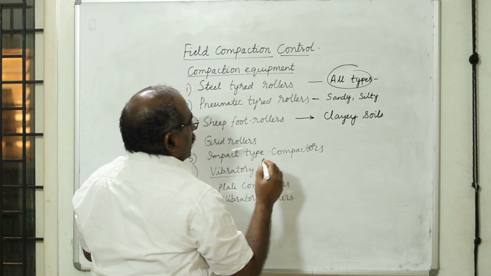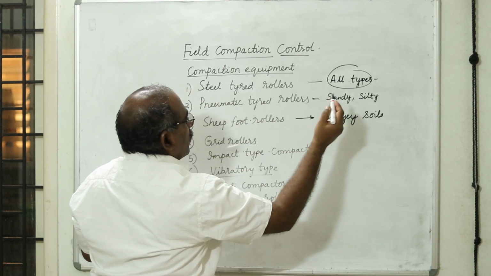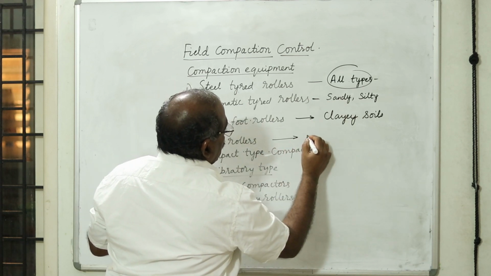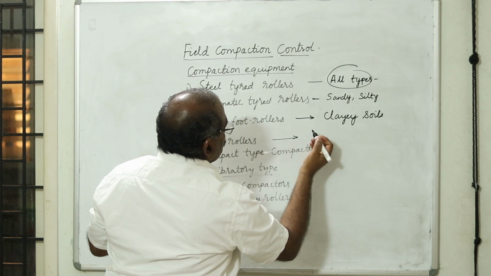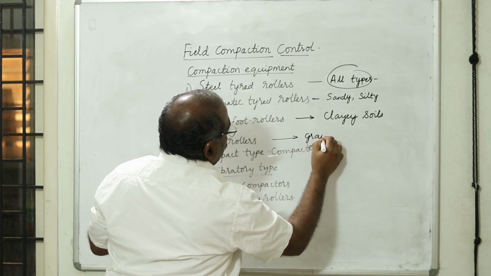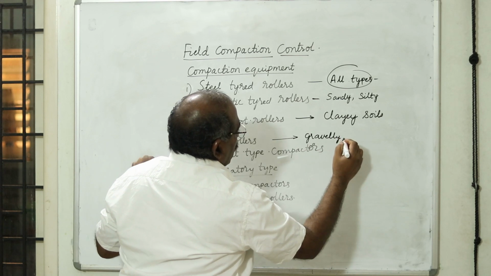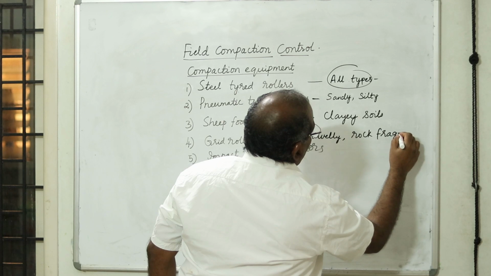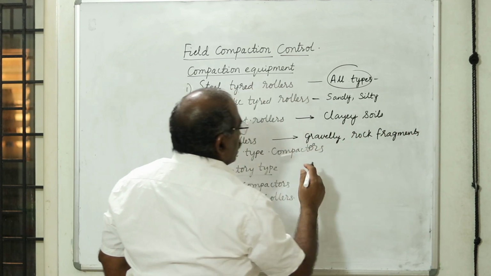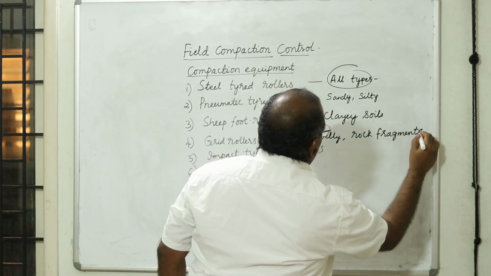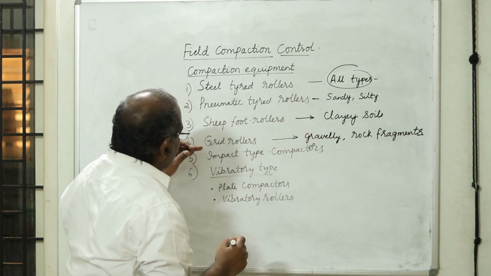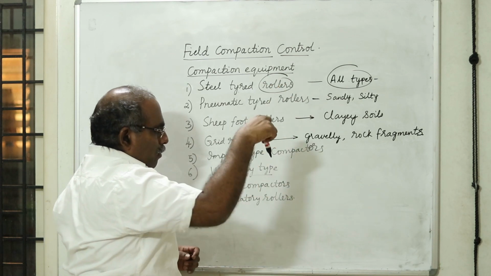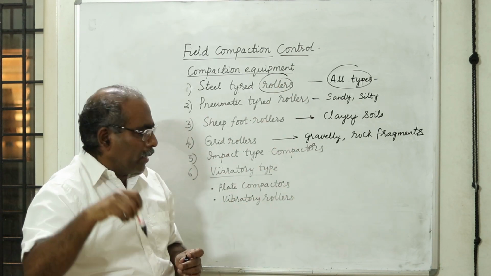In all types, we can use even for granular material. We got gravel, we got sand, all those things. This grid roller is specifically for crushing these, gravel type or rock fragments. When more rock fragments are there, then you can use grid rollers. Then impact compactors, this is a variation. We try to impact. These are all rollers. This is an impact compactor where you are going to do the compaction.